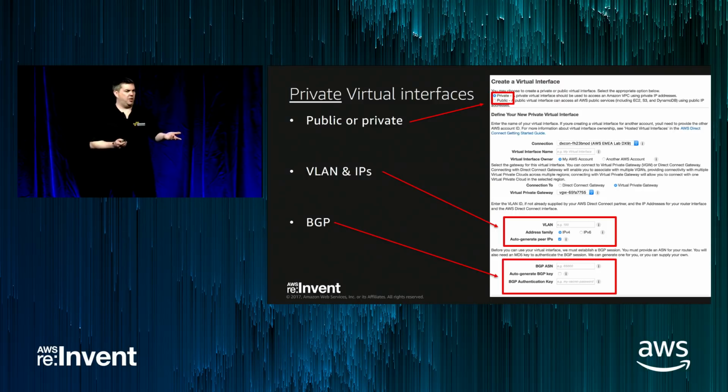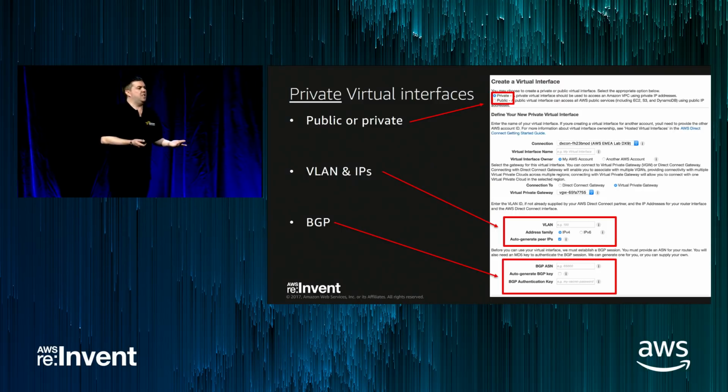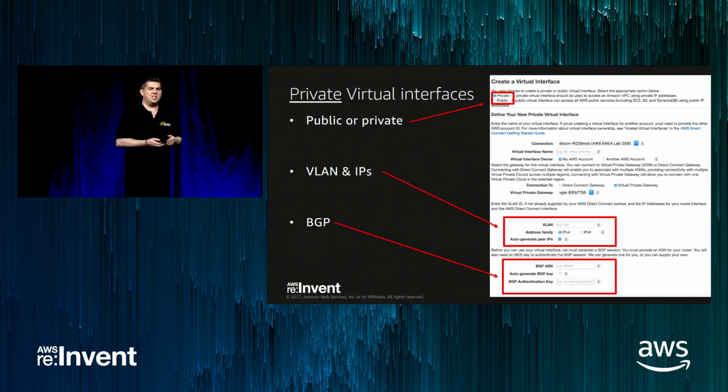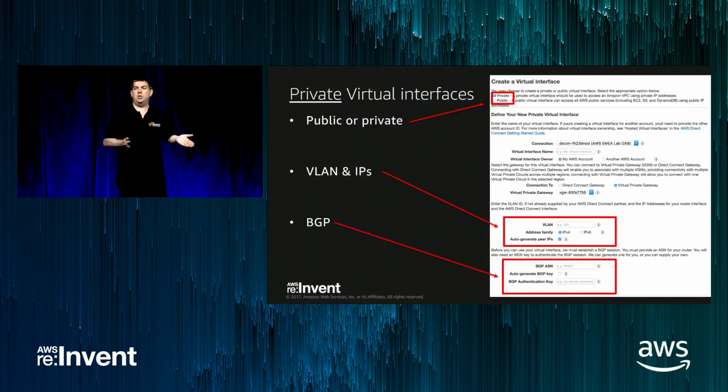And once again, we need to configure BGP. In this case, though, you don't need to tell us what IP addresses you're going to advertise, because these are going to be limited in scope so that they only reach your VPC.